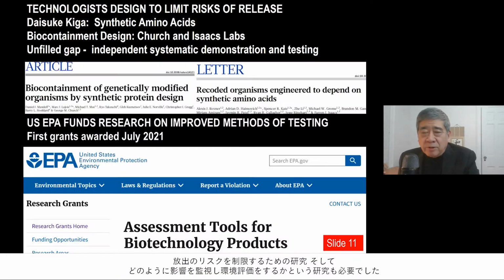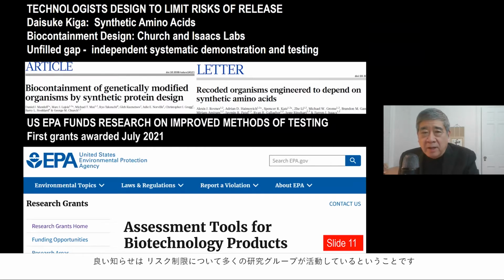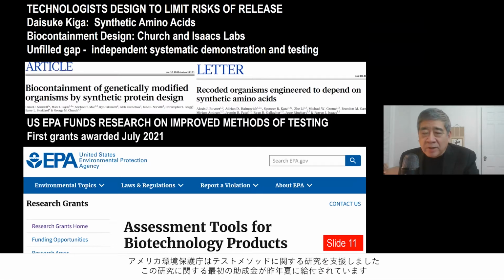We also needed research to limit the risks of release, and we also needed research on how to monitor effects and evaluate the environment. And the good news is that a number of research groups have been working on limiting risk, and the US EPA funded research on methods of testing, and the first grants on that were actually awarded last summer.